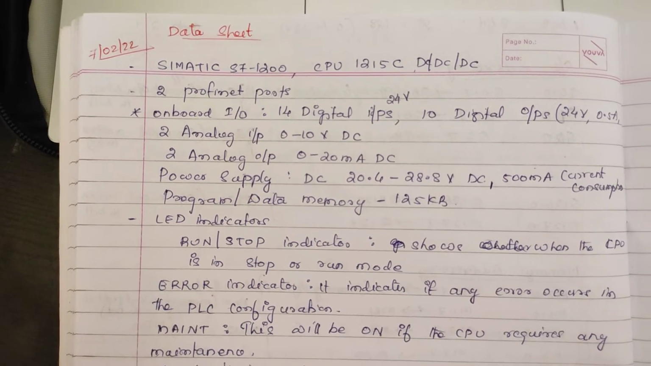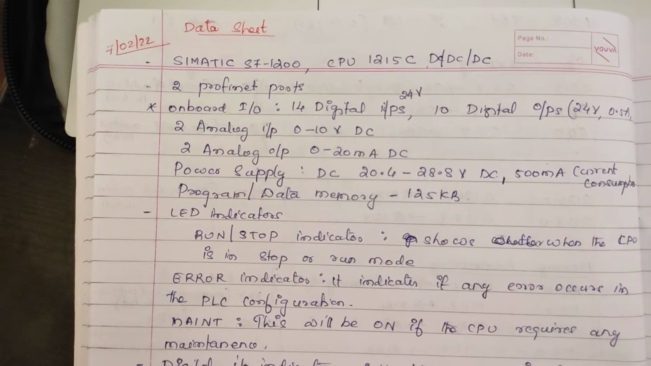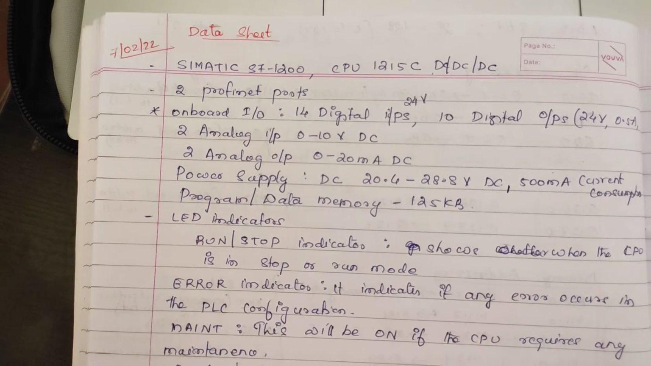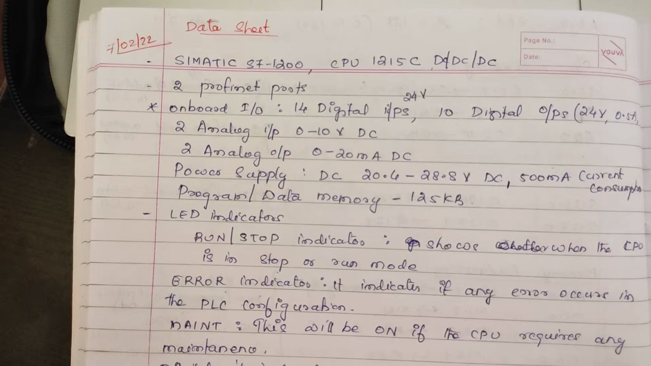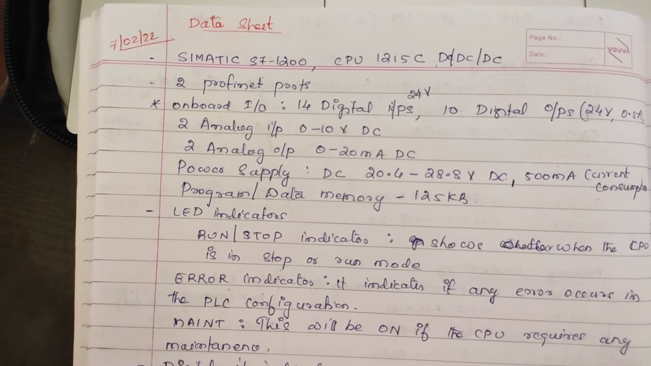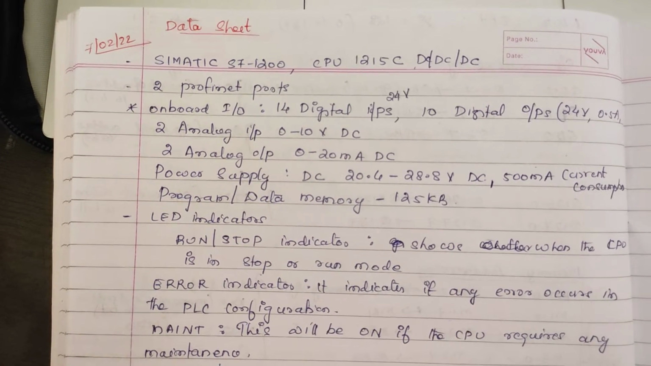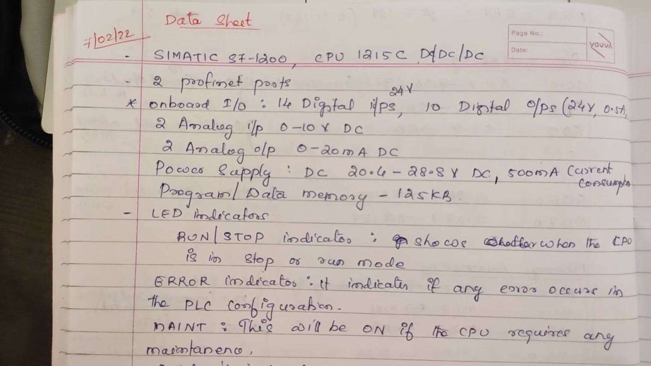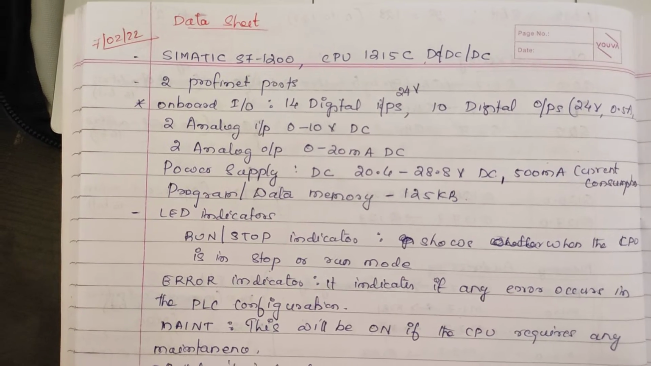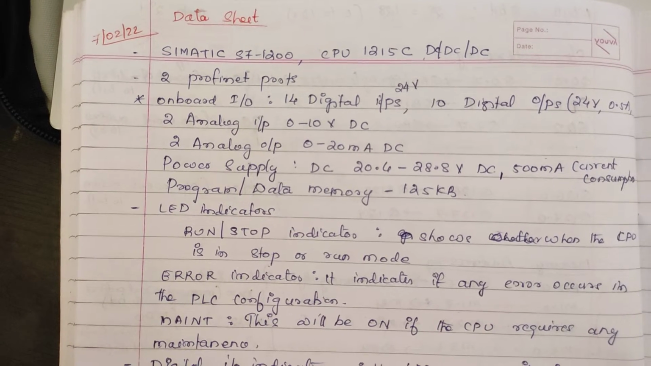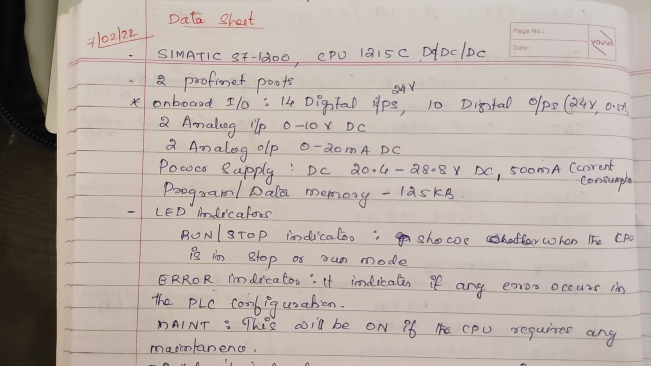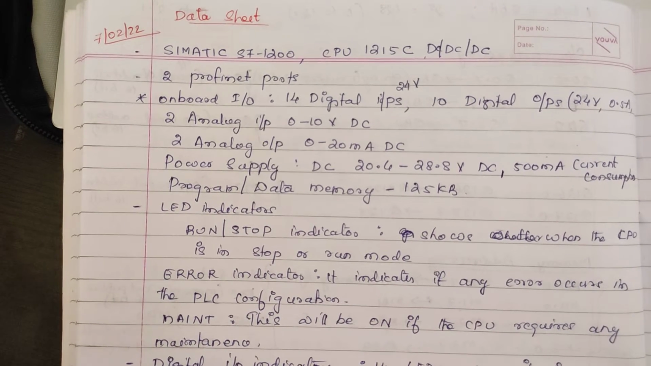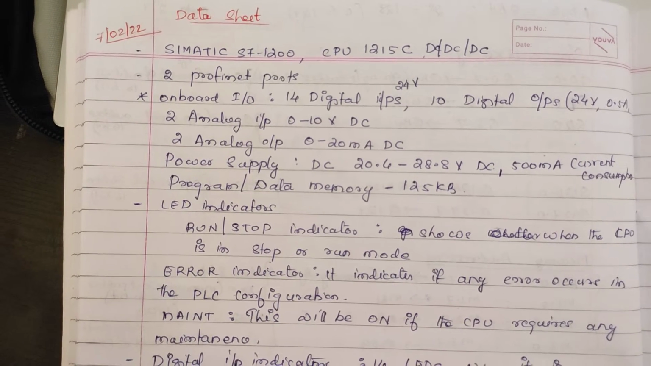Hello viewers, in this video we are going to discuss this SIMATIC S7-1200, which has a CPU 1215C DC/DC/DC. Okay, so these are the specifications. It has 14 digital inputs, 10 digital outputs, 2 analog inputs and 2 analog outputs. The power supply required for this PLC is 24 volt DC, and it has a memory of 125 kilobytes.